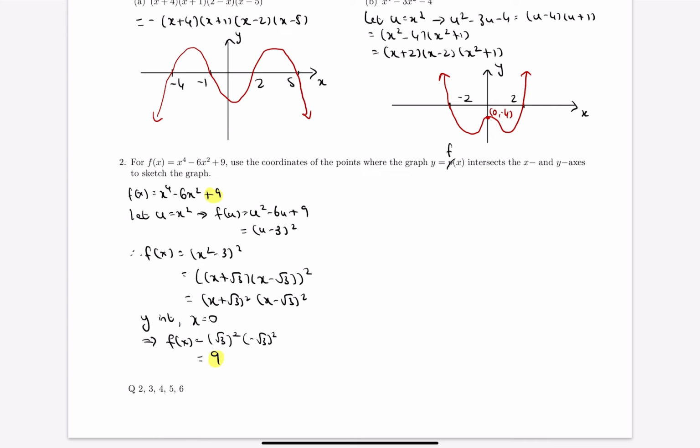And then the other axis-intercept, which is the x-intercept, you set y equals 0. You end up getting 0 equals (x plus root 3) squared times (x minus root 3) squared.